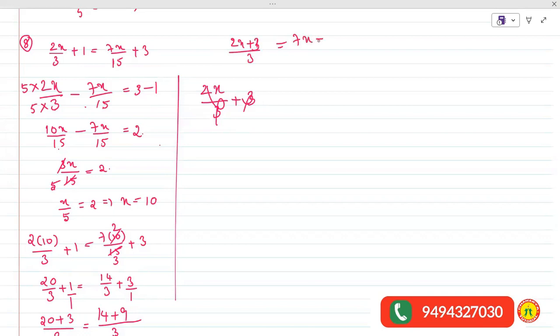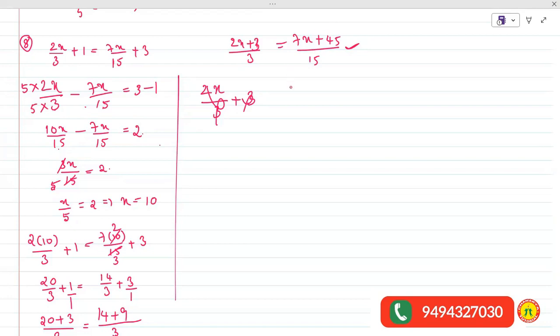Here, 7x plus 45 equals 15. Here we can do cross multiplication, right, sir? Like 15 times 2x plus 3. Of course, this is a difficulty. Yes, we will get the x value, but those values will be difficult. There is a chance to write a wrong number or wrong sign. Yes, this is also one way. We'll get the same answer.